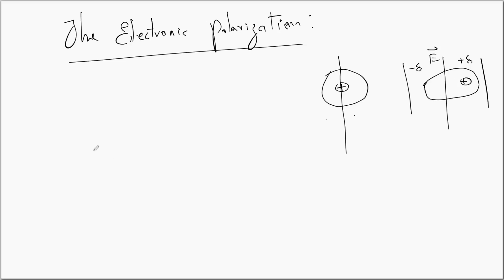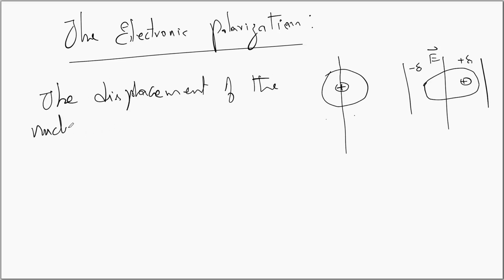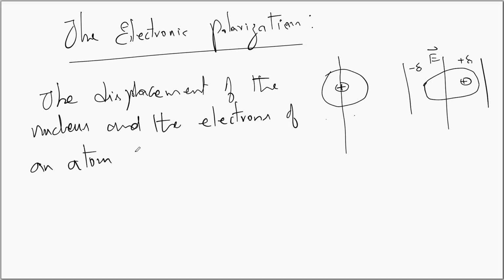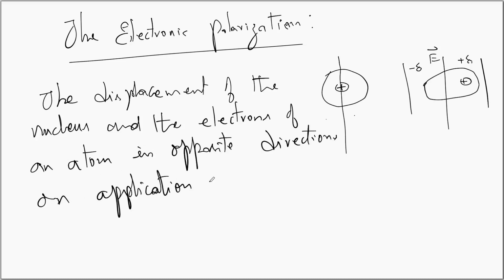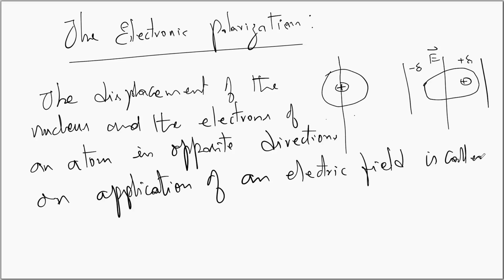The displacement of the nucleus and the electrons of an atom in opposite directions on application of an electric field is called electronic polarization in dielectrics.